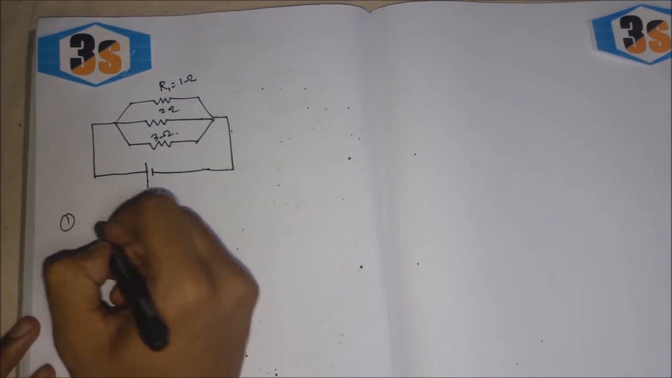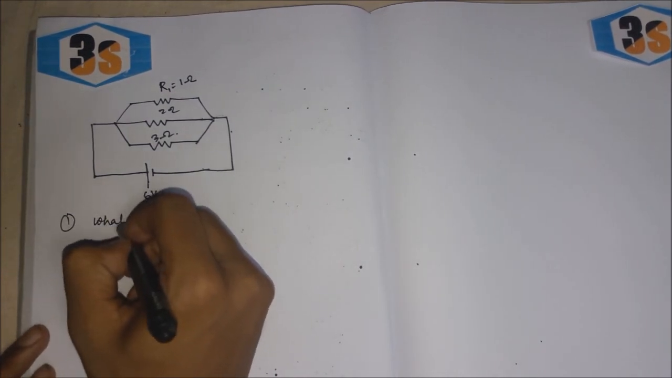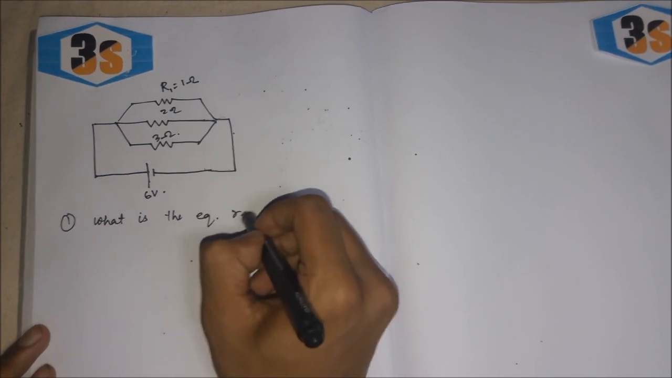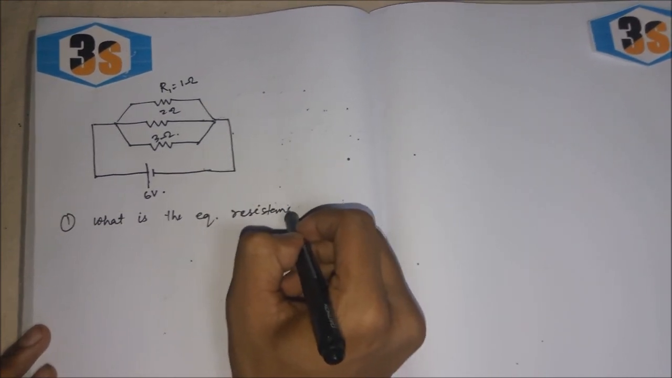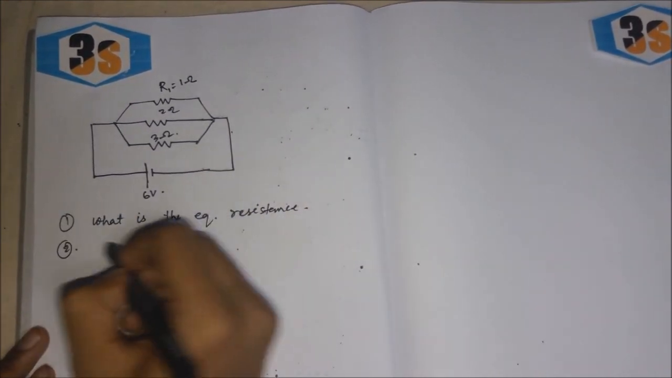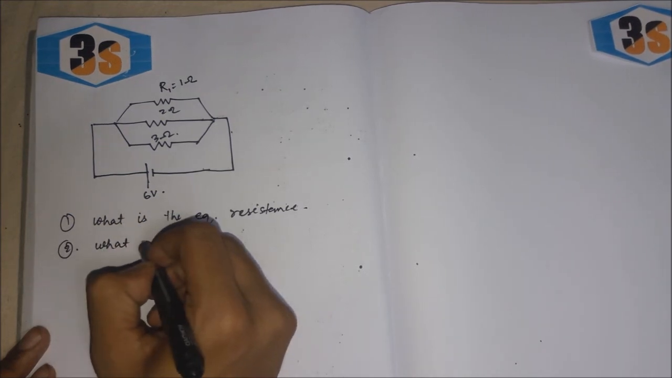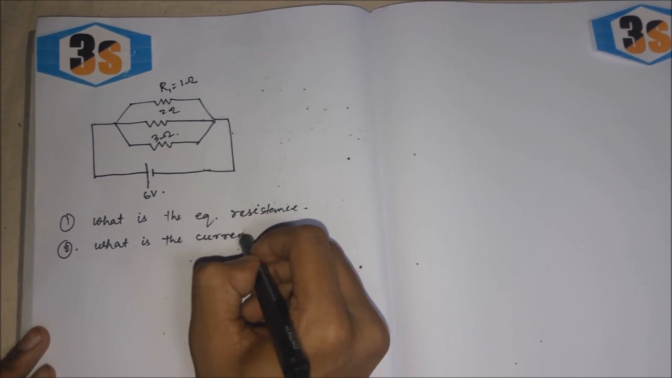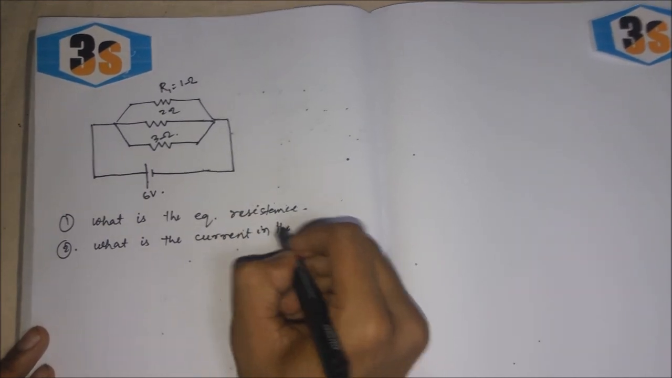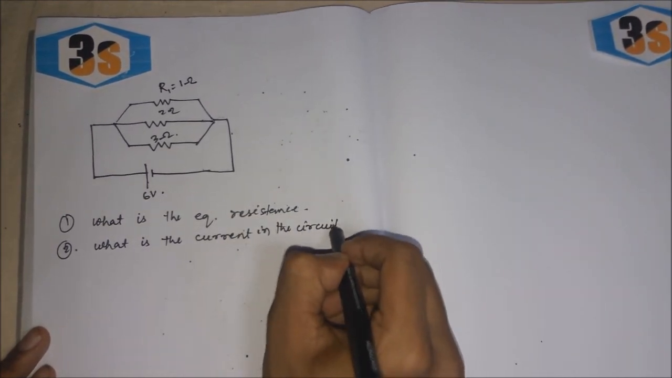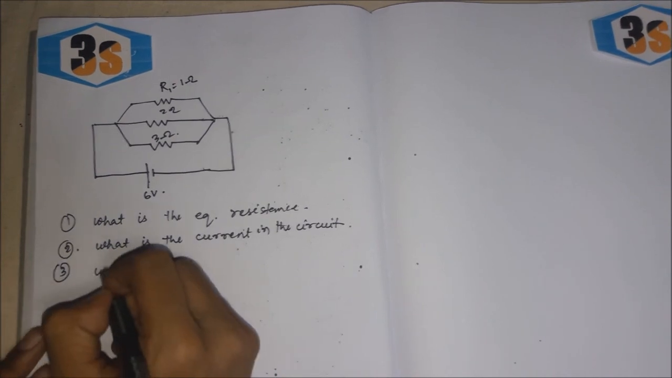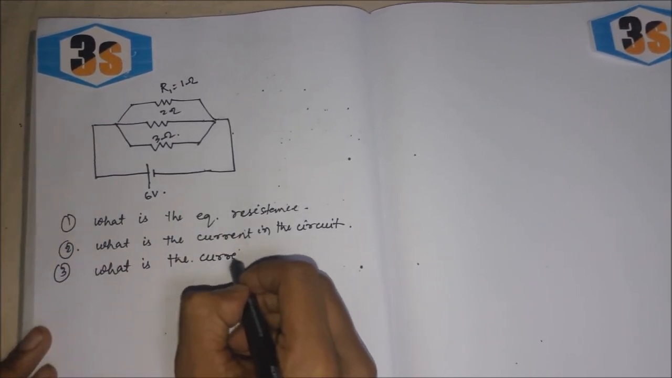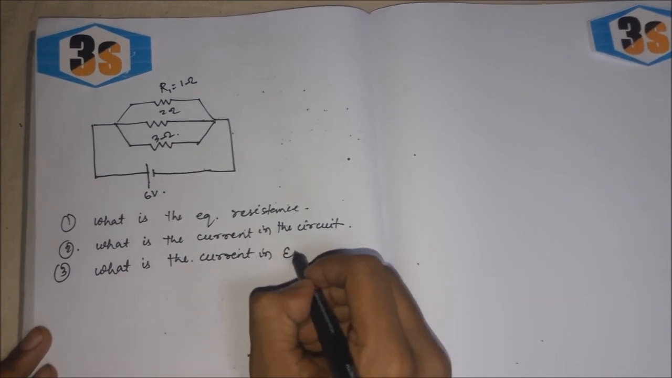Now the first question can be, what will be the equivalent resistance of the circuit. The second question may be, what is the current in the circuit, and the third question is, what is the current in each branch.